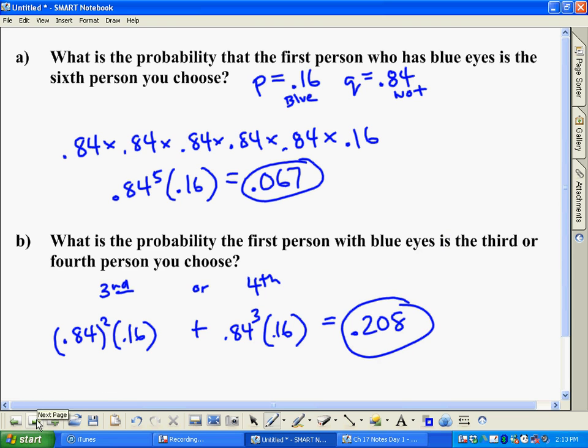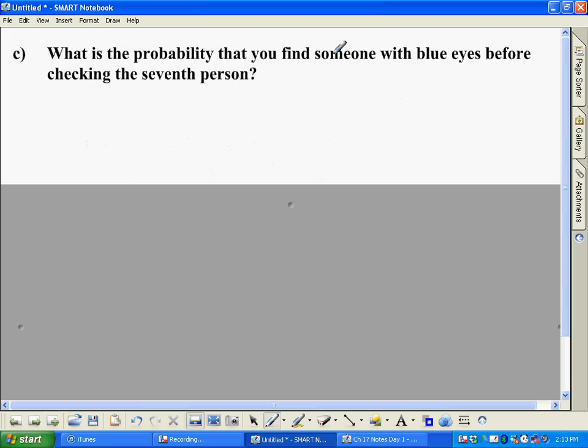All right, moving on here. What if you want to find someone with blue eyes before checking the 7th person? Well, what that means is we want to find it either on the first person, or the second, or the third, or the fourth, or the 5th, or the 6th.